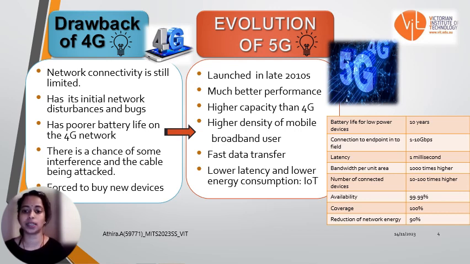For the number of connections, 10 to 100 devices can be connected. Availability, they are saying, is 99.9%, coverage area they are saying is 100%, and reduction of network energy is 90%.